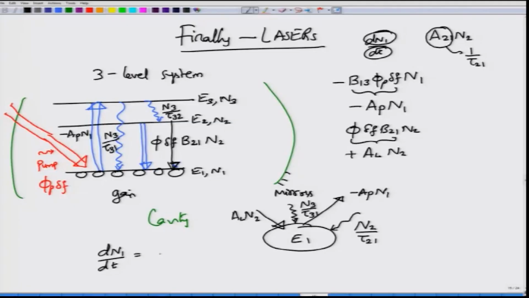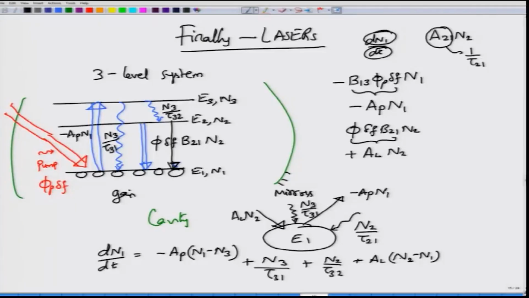So that would be minus AP times N1 minus N3. I will tell you why I am writing this as N1 minus N3. This is the pump absorption, plus spontaneous emission down from energy level E3 to E1, plus you have N2 by tau 32, which is spontaneous emission, plus you have stimulated emission. Emission is represented by L, which is the lasing action, and this is N2 minus N1.